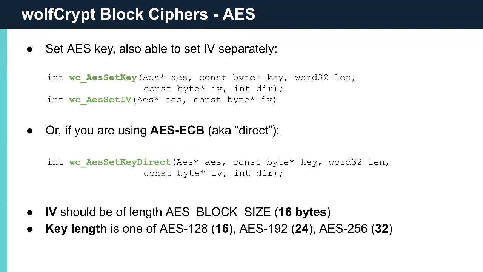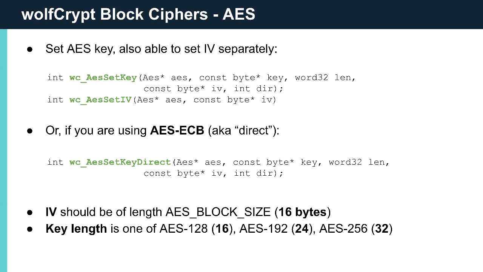To go on, after you initialize the structure, you'll want to set your key and IV. We have AES set key to pass in the key of length, as well as an IV and a direction. If you are not passing in the IV initially, you can call the separate AES set IV function. The IV should be the block size of AES.